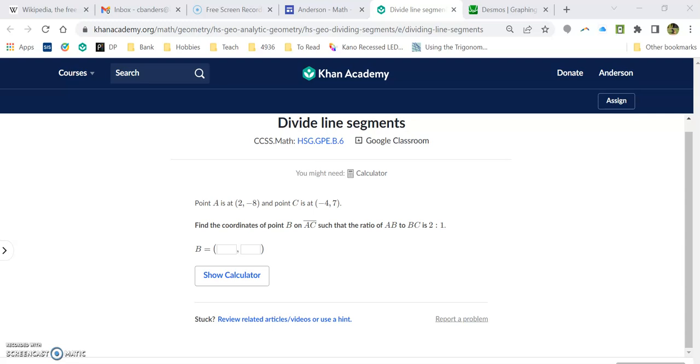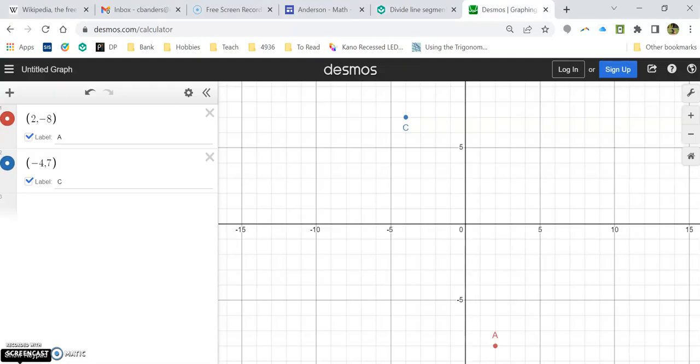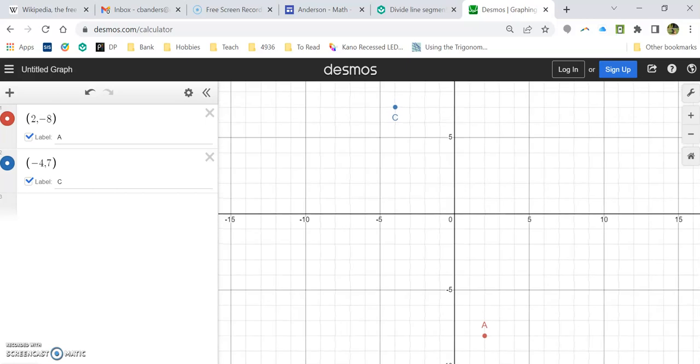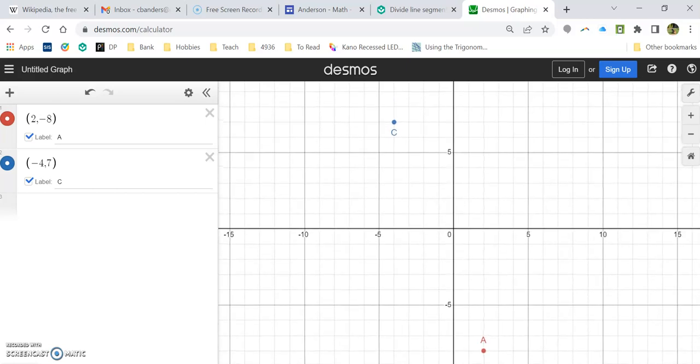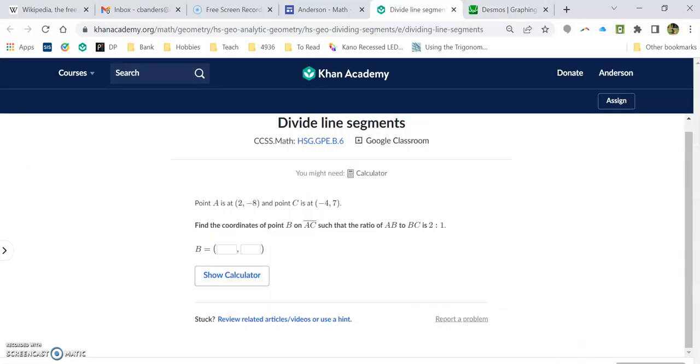Okay, so we have 2 points. Point A is at 2, -8, and point C is at -4, 7. So point A, you can see down here at the bottom, is at 2, -8, and then C is up here at the top left. What we're trying to do is find a point B that is somewhere in between these 2 points. So we're going to look at the latter part of this.